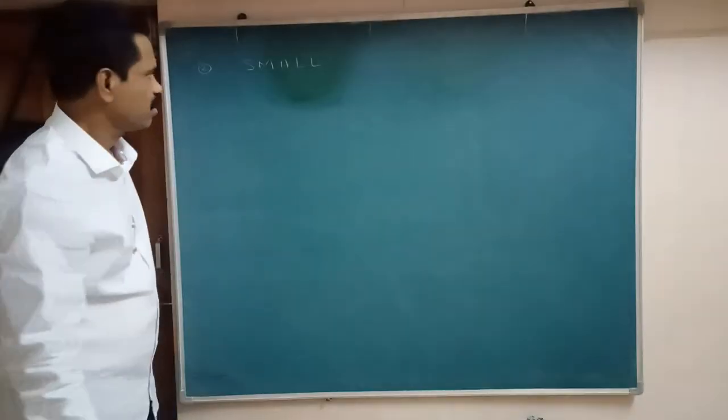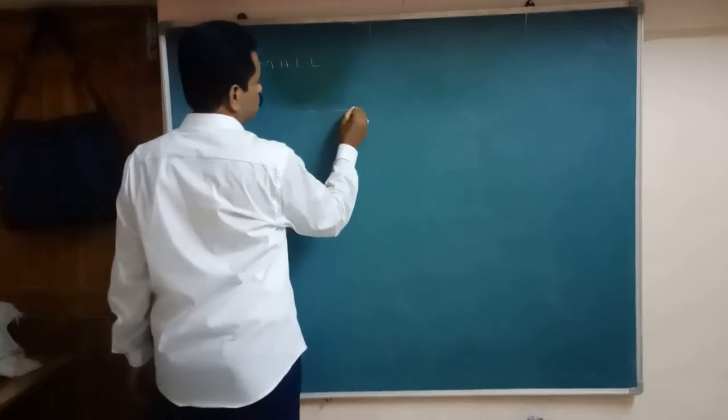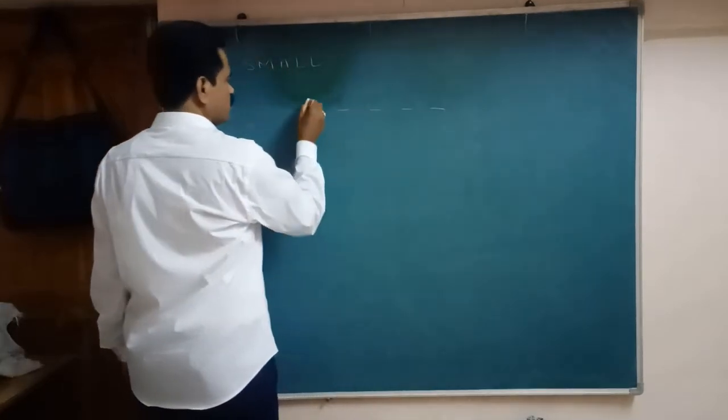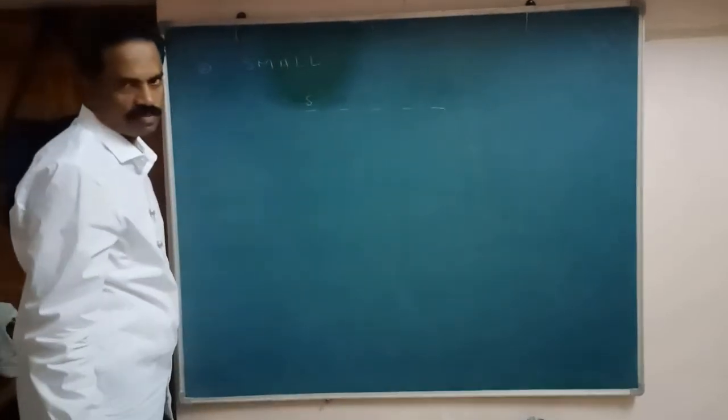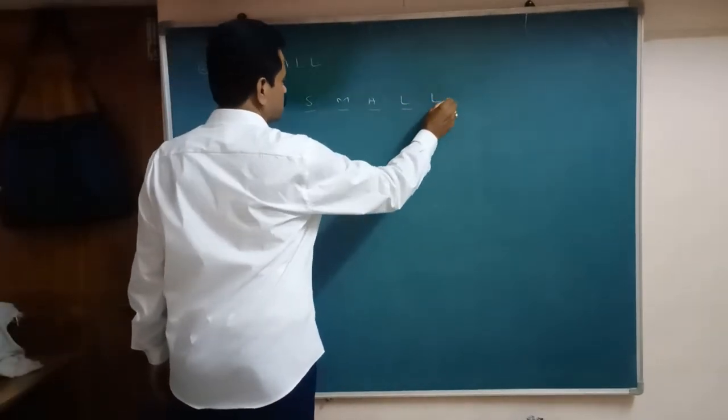Find the rank of the word SMALL. First alphabetical. How many letters? 1, 2, 3, 4, 5. Okay, the shortcut method we will do. No need for the proper method here. S, M, A, L, L.